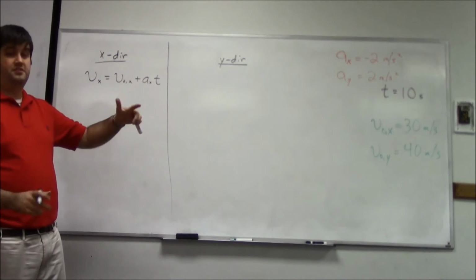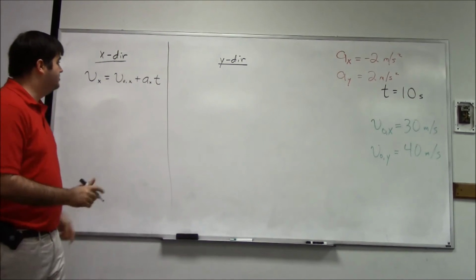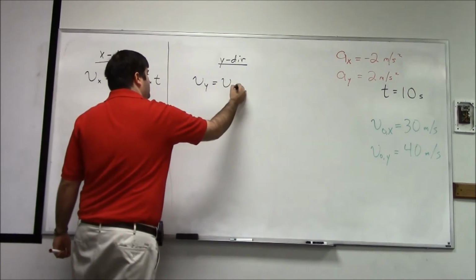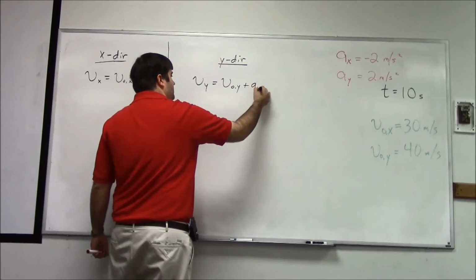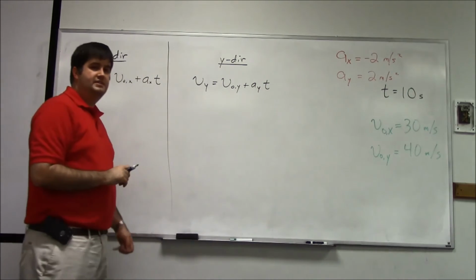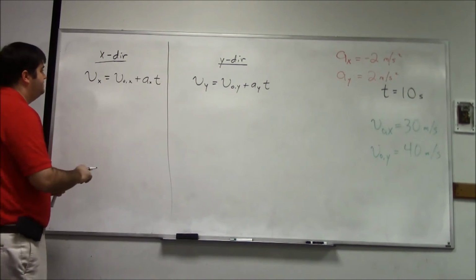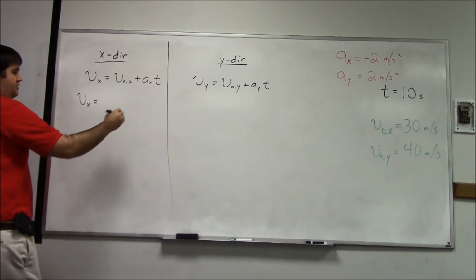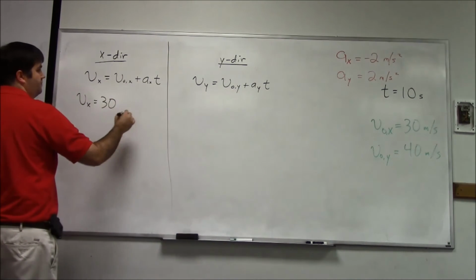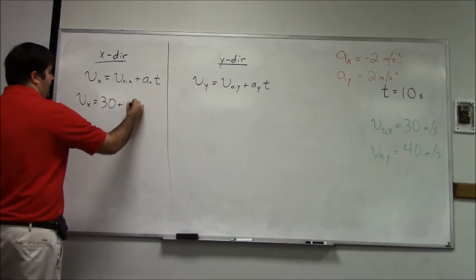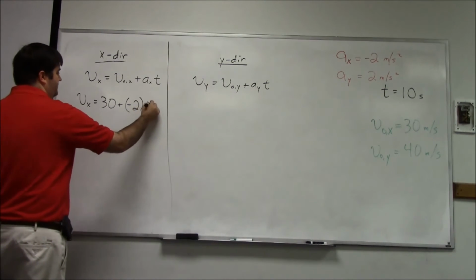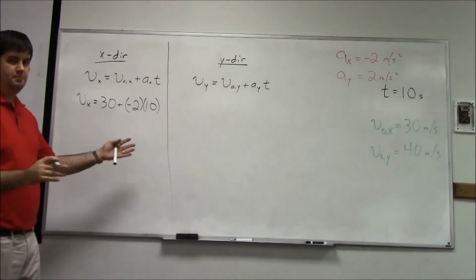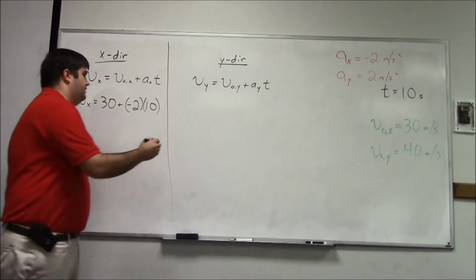Even if some of these vectors don't have x components, they just won't show up on this side. And likewise, here I put a bunch of y's to indicate I'm working with y components. Well, my x component of the initial velocity vector was 30. The x component of the acceleration vector was -2. And the time is 10. Time didn't have components. It's not a vector. It just shows up over here.